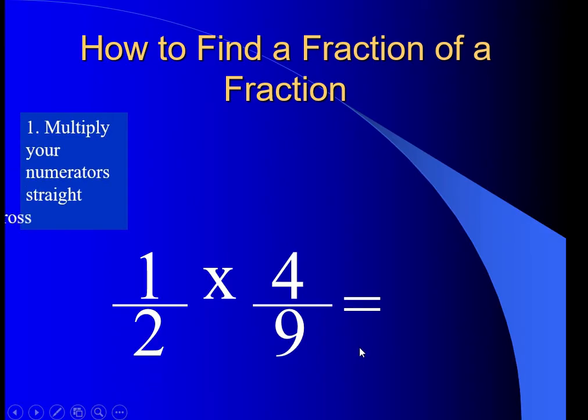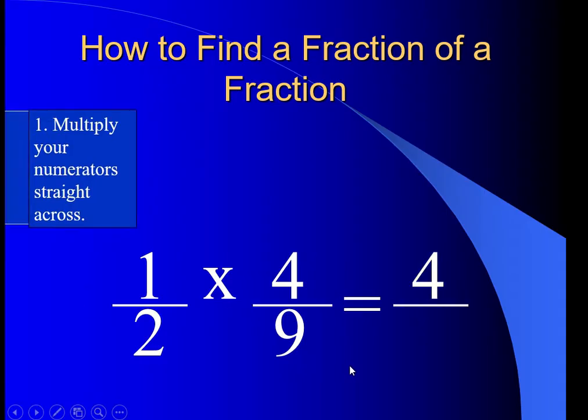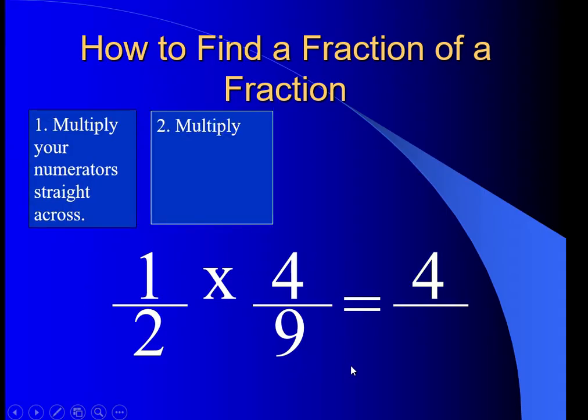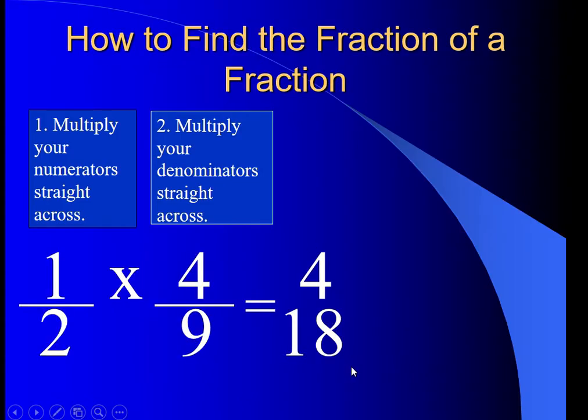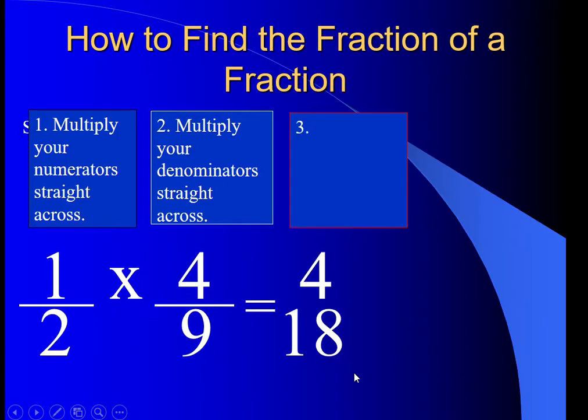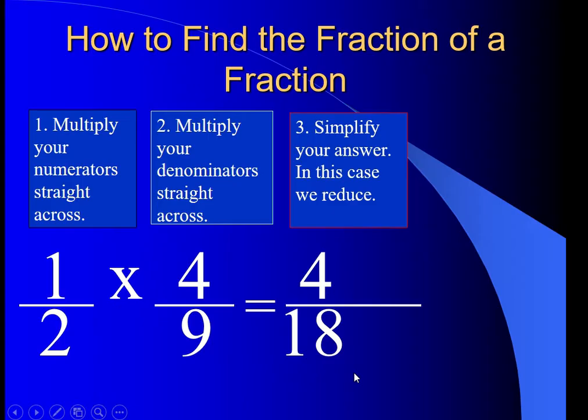Step 1, multiply your numerators straight across. So, ito yon, 1 times 4, we have 4. Step 2, multiply your denominators straight across. We have 2 times 9, we have 18. And we have the last step, simplify your answer. In this case, we are going to reduce this to lowest term.